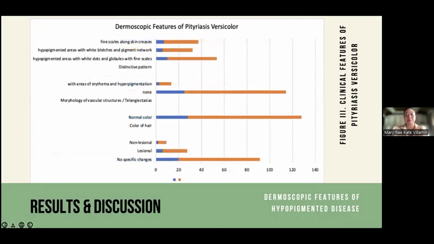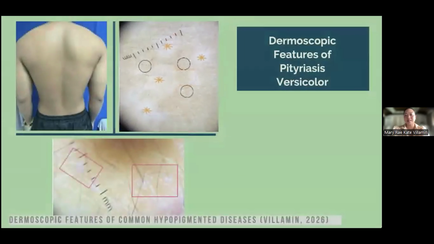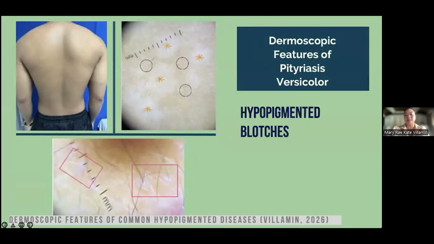Distinctive patterns included hypopigmented areas with white dots and globules with fine scales along skin creases, and hypopigmented areas with white blotches and pigment networks. Adjacent white dots and globules near hypopigmented areas are termed satellite lesions, linked to a decrease in melanocytes as seen histopathologically. Kaur et al. suggested that hypopigmented networks seen in dermoscopy of pityriasis versicolor are defective melanosomes and inhibit melanin transfer to the keratinocytes. It also releases dicarboxylic acid, which inhibits tyrosinase and damages the melanocytes.